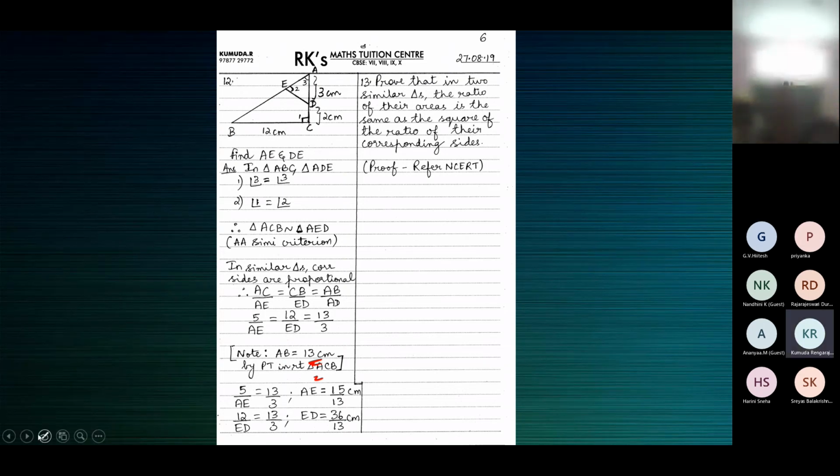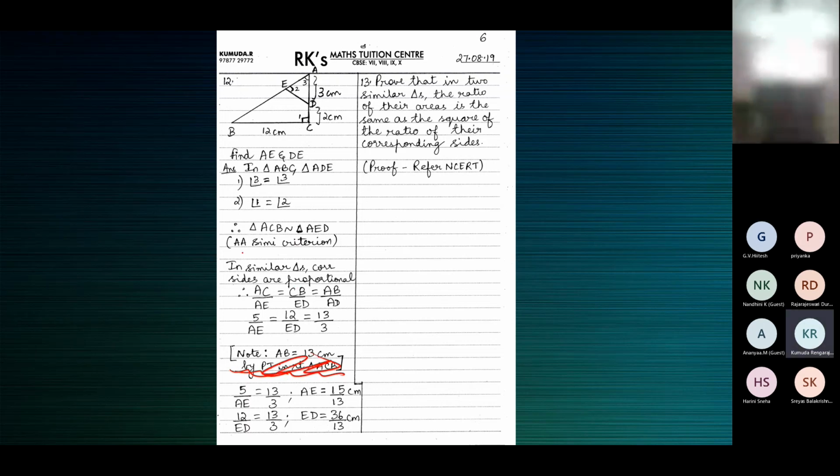Actually, maybe I forgot to mention that I've directly written 13. I might have forgotten to write it earlier. So that's why I've written note. Don't do all this in the exam. Don't write this note to your teacher. Note AB is 13, don't do that. You should write it here.